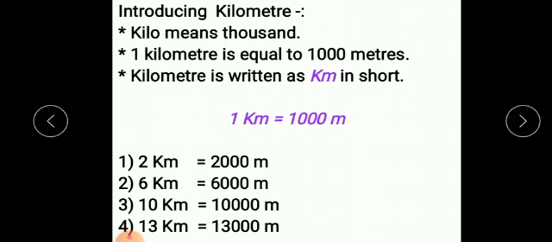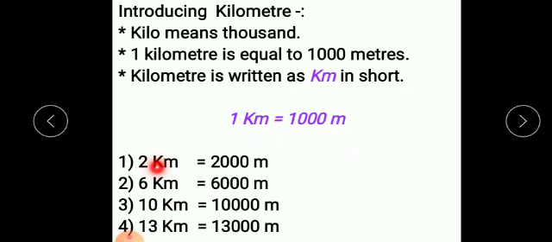Introducing kilometer. Children, meter, centimeter, we use these units for small measurement. But when you cover some distance or when you travel from one place to another place, we measure that distance in kilometer. So kilo means 1000. So 1 kilometer is equal to 1000 meter. Kilometer is written as km in short.